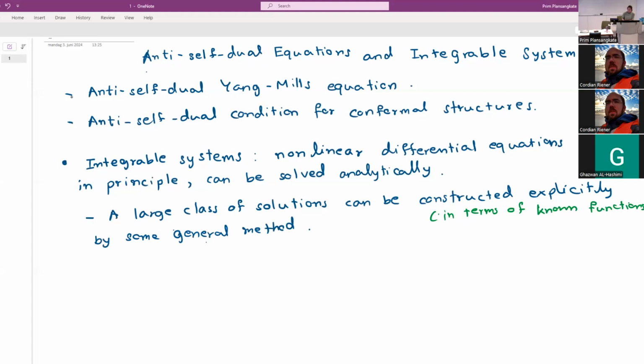So integrable systems form a tiny portion of the whole of differential equations. They are very rare. Most nonlinear differential equations are not integrable. Nevertheless, they are quite interesting, and they draw a lot of attention from researchers, just because they can be solved analytically.